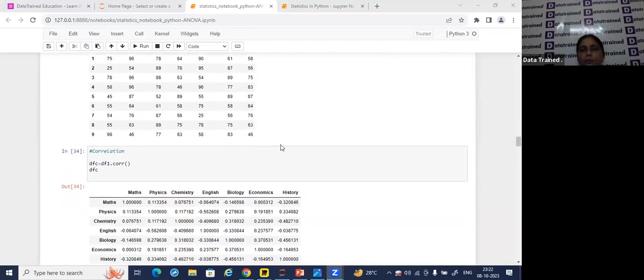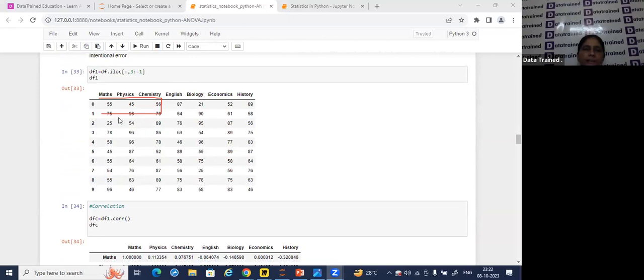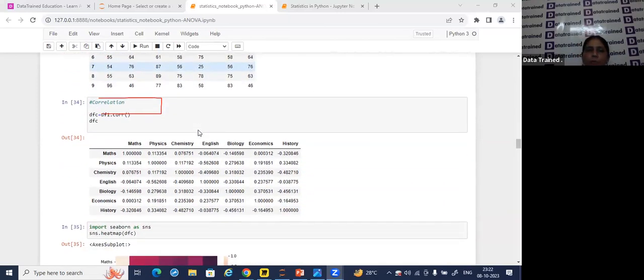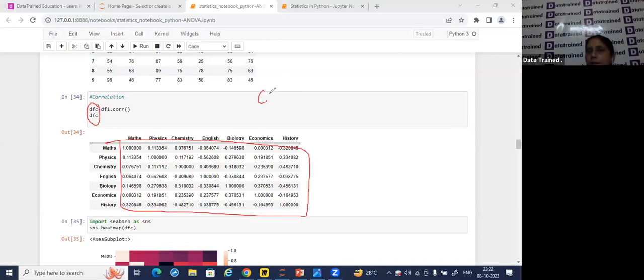And here, if I want to find out the correlation, I will write df1.corr. df1 is the name I had provided to hold the data, df1.iloc, taking all the data, math to history. Now I want to find out the correlation coefficient R, so I simply write the pandas library df1.corr and hold the result inside dfc. All these correlations are calculated on the basis of the covariance of X and Y divided by the standard deviation of X and the standard deviation of Y. So this R is calculated just by this formula.